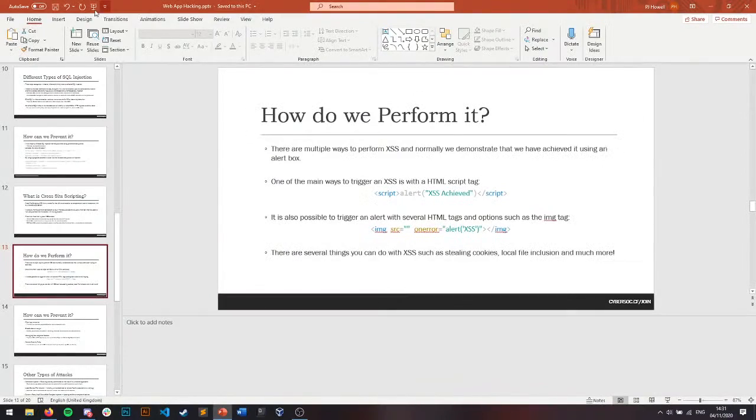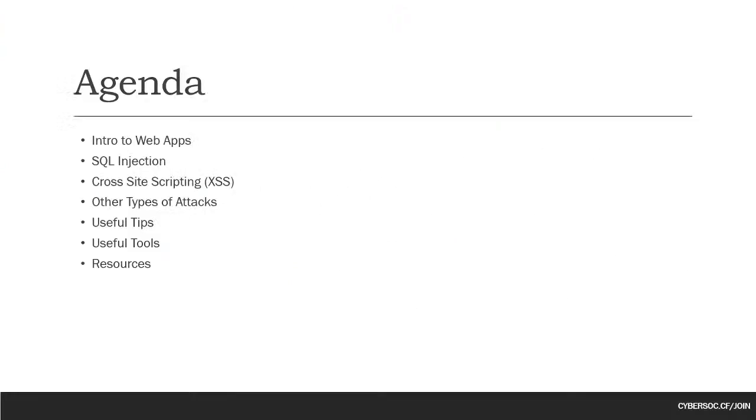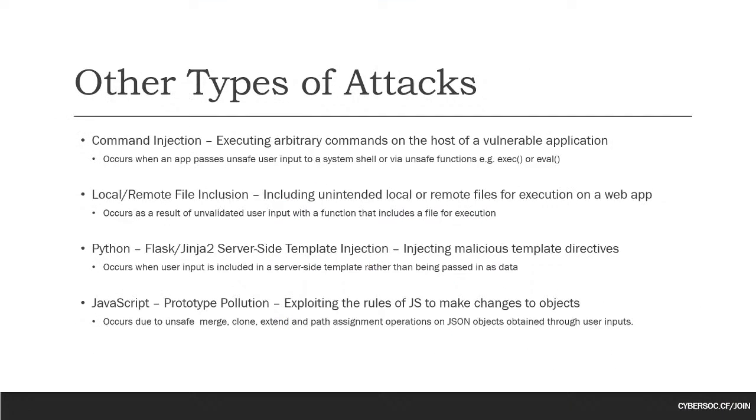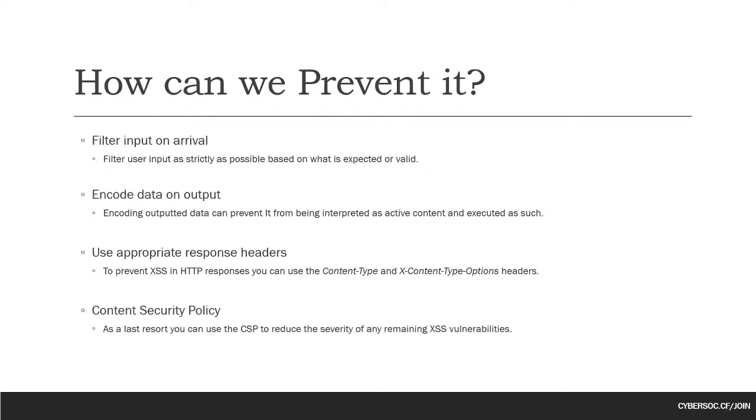So if we go back to the presentation, XSS is probably one of the most common vulnerabilities in websites, but it can be prevented if you filter user input as it arrives. As I mentioned earlier, we can filter out script tags or angle brackets and stuff like that. If we filter as strictly as possible, we can prevent most simple XSS cases.